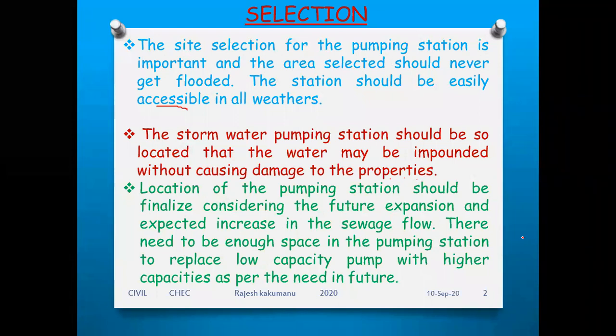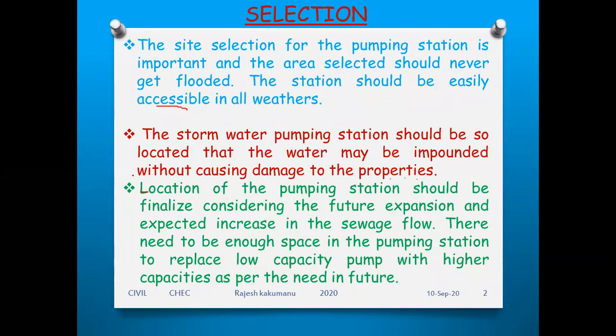Okay, next, the third point. The location of the pumping system should be finalized considering the future expansion and the expected increase in the sewage flow. Whenever you are choosing the place for the pumping station, you should consider the future expansion.